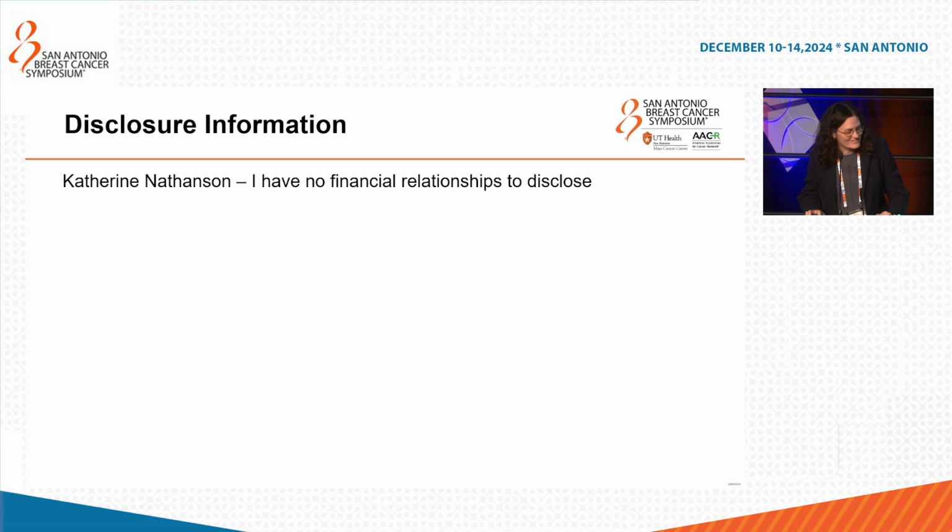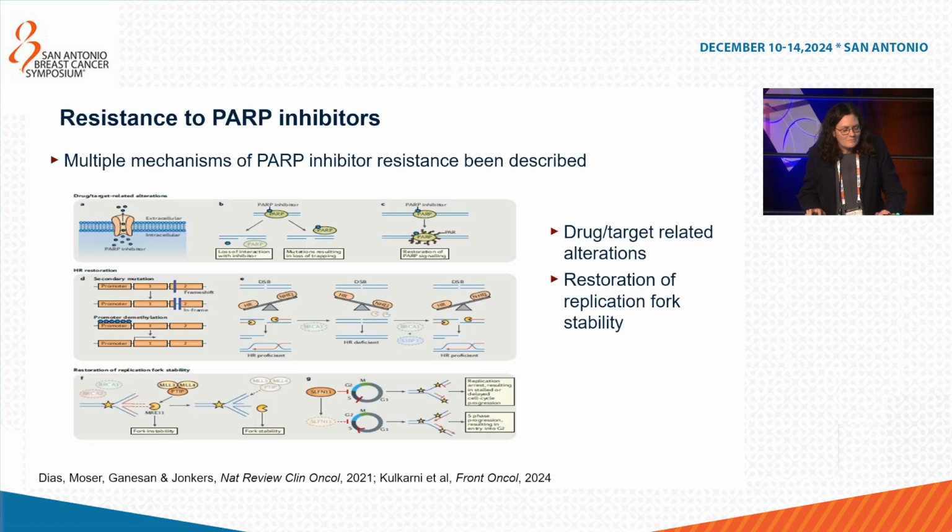I have no financial disclosures. So just to remind everybody about our understanding currently about resistance to PARP inhibitors and platinum DNA damaging agents. Multiple mechanisms of resistance to PARP inhibitors have been described. On the top row, this is a very nice review from Jonkers showing drug or target-related resistance. On the lower row, showing mechanisms that have been associated with restoration of replication fork stability.